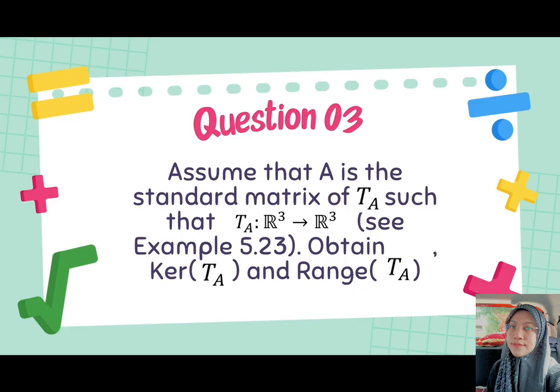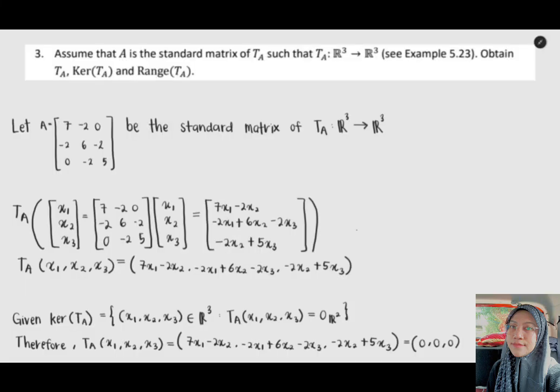For question number 3, we need to find the transformation of A, denoted as TA, the kernel of TA, and the range of TA. First, we must find TA to find the kernel and range, so we need to assume that A is the standard matrix of TA. The transformation is from R3 to R3, where R3 indicates the set of all three-dimensional vectors.